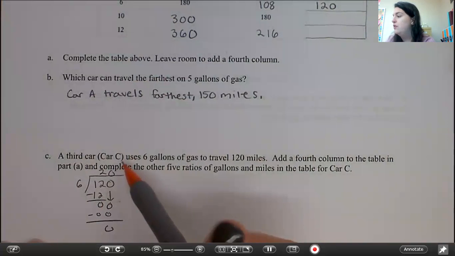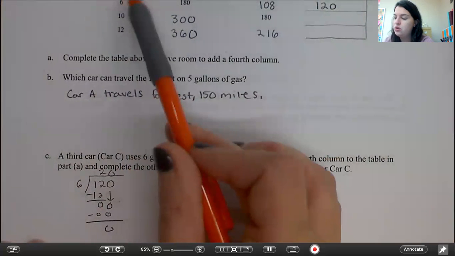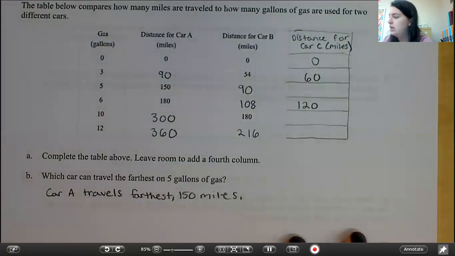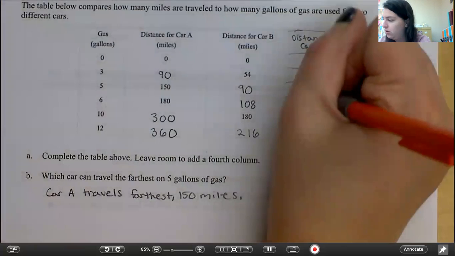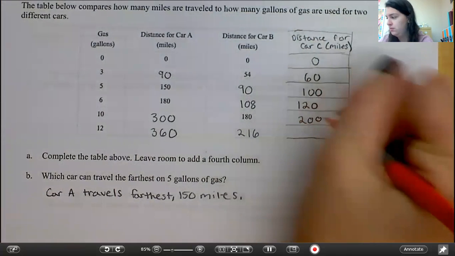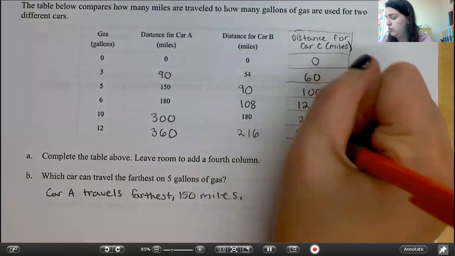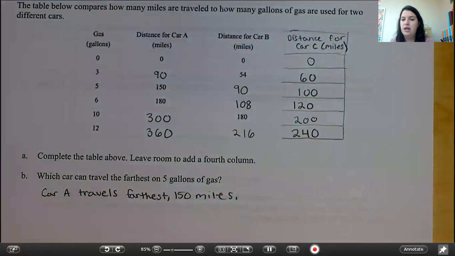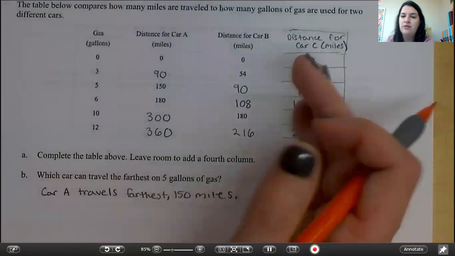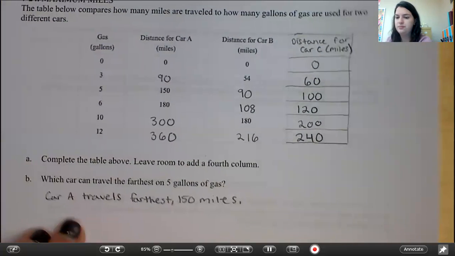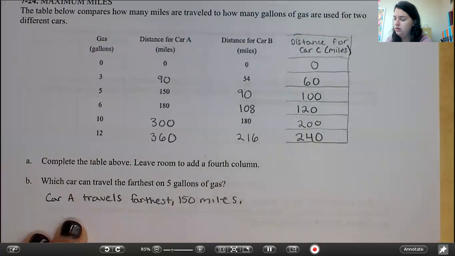So now, filling in your table, you could have done 20 times 3, which would give you 60; 20 times 5, which would give you 100; 20 times 10, which would have given you 200; and 20 times 12, which would have given you 240. Again, that's just one way to do it. You could have had a different method, but this is what your chart should be filled in as. Moving on to 7-25, maybe.